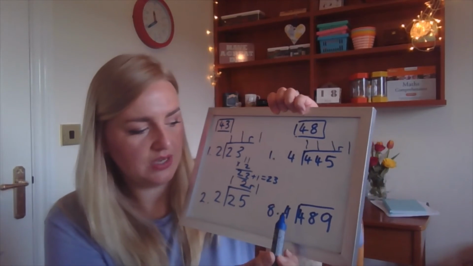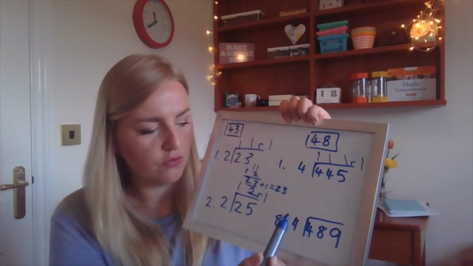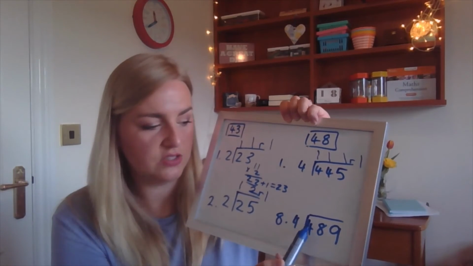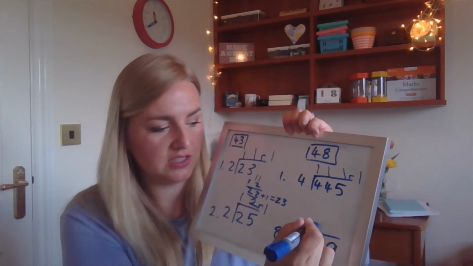And now let's look at this one here. So we've got 489 divided by 4. So 4, if we count up, goes into 4 once. 4, 8 goes in twice.